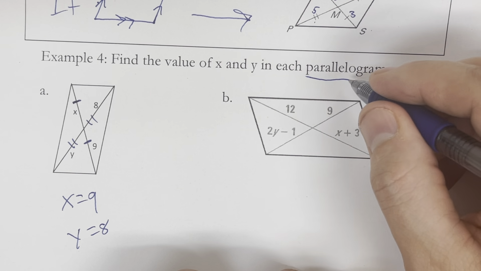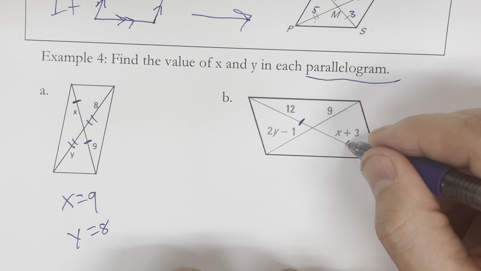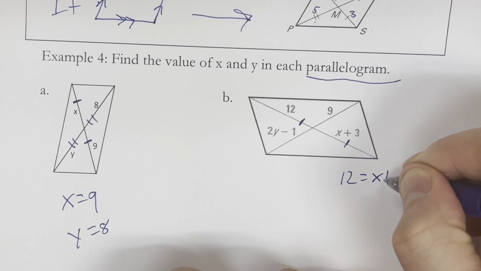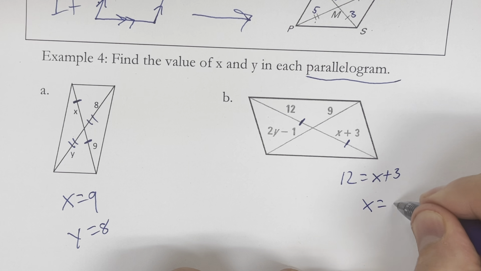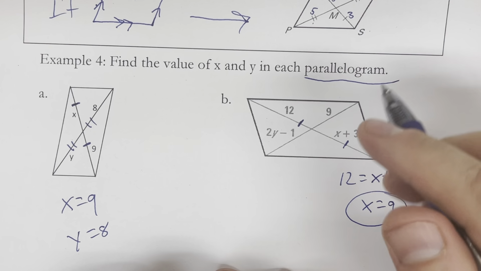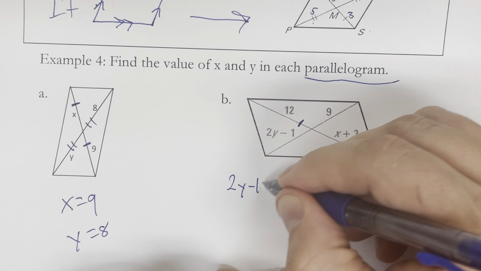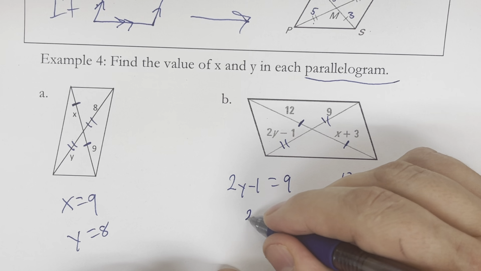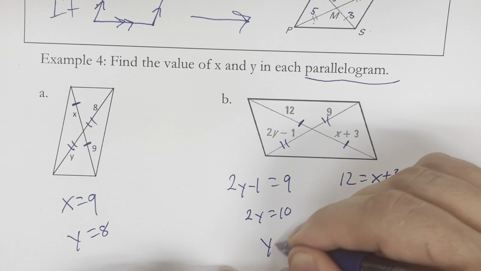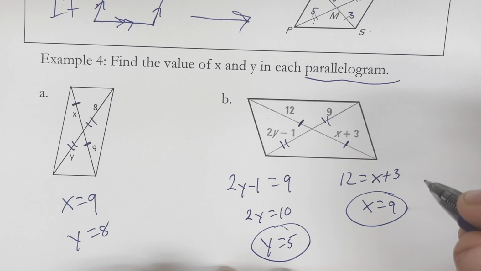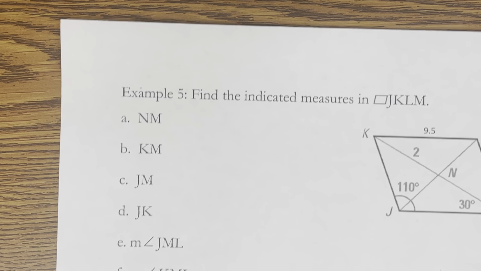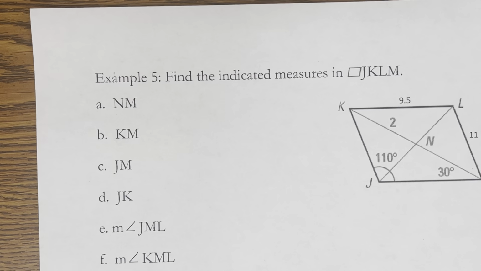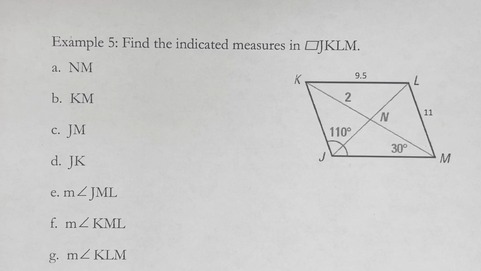Again, diagonals bisect, so 12 is equal to x plus 3, so x is equal to 9. And 2y minus 1 is equal to 9. 2y equals 10, y is equal to 5. Okay, working with the diagonals. And finally, putting it all together, we got a big problem here this time.